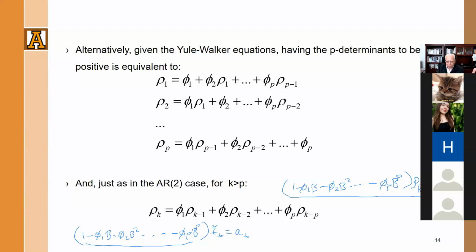Now, of course, if p is very large, we'll look at alternative models because we don't want to estimate too many parameters. We'll be looking for parsimonious models. Have all of you heard the term parsimony or parsimonious models? Or has somebody not heard the term before? I don't really remember.